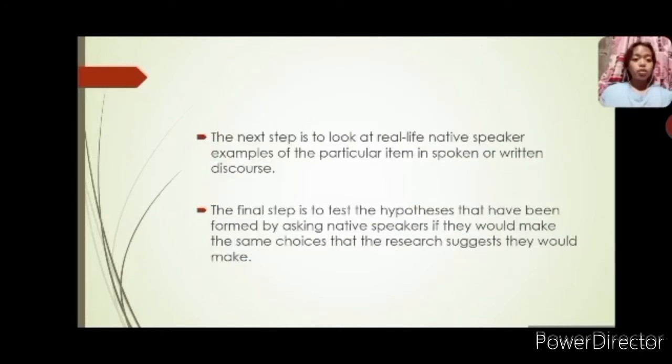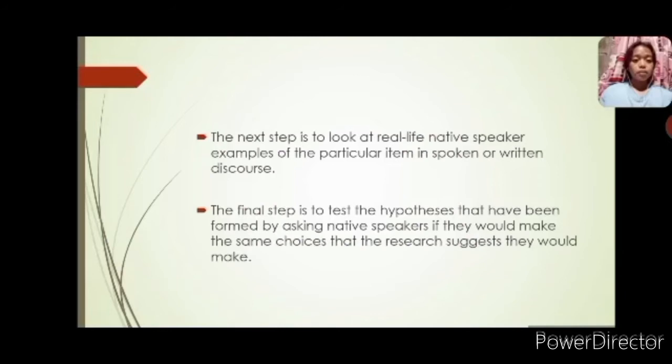The next step is to look at real-life native speaker examples of the particular item in spoken or written discourse. The examples can be collected individually or as a corpus, and analyzed to see the role the item plays in discourse. It may influence the use of items in the discourse, and it will help to develop hypotheses.